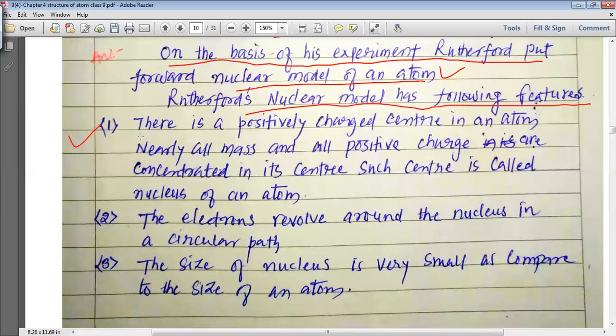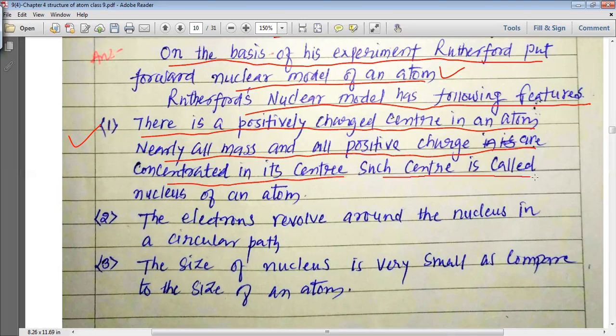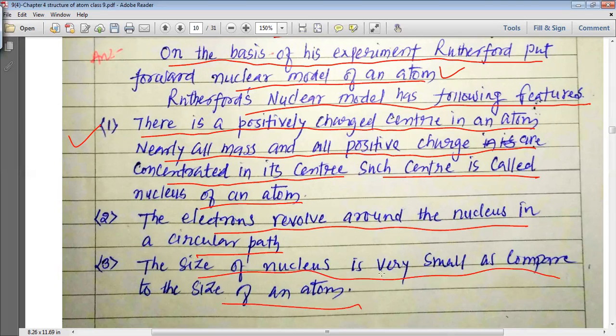Number one, there is a positively charged center in an atom. Nearly all mass and all positive charge is concentrated in its center. Such a center is called nucleus of an atom. Two, the electrons revolve around the nucleus in a circular path. And third, the size of the nucleus is very small as compared to the size of an atom. So this is the information that Rutherford gave about the structure of atom.